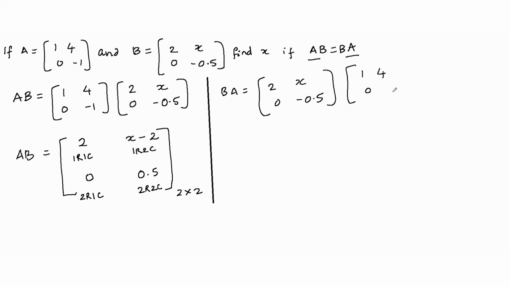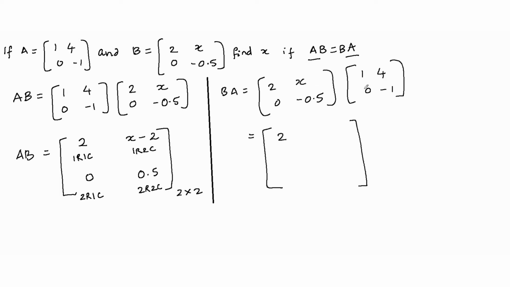So 1, 4, 0, negative 1. This is the matrix B. This is the matrix A. Again, let's multiply. The result is again going to be a 2 by 2 matrix. So first row, first column, 2 into 1 and x into 0. So that's 2. Then first row, second column.